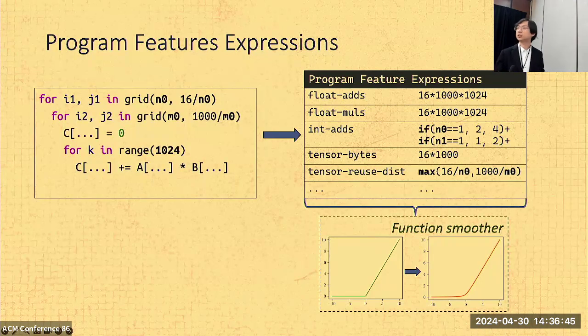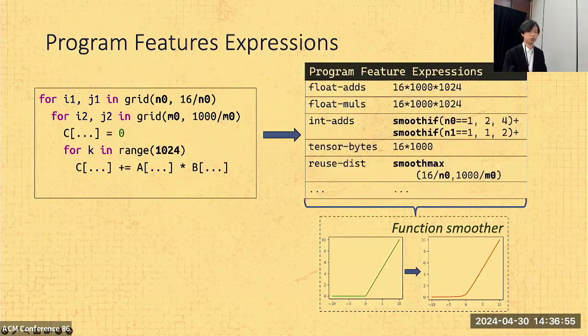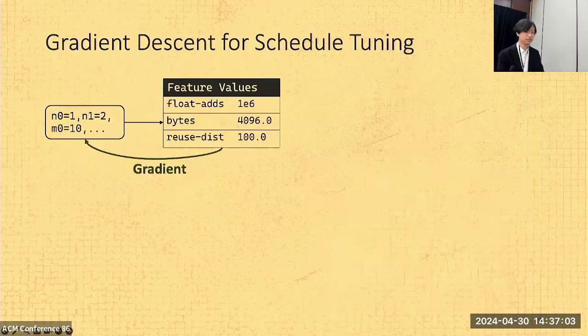Last thing, so we have expressions which are not yet differentiable, but we are close. So there is a function smoother path in Felix that will transform the expressions into approximate and differentiable counterparts, like smooth if, smooth max. Now these operators are differentiable. So that enables you to have gradient for the features.